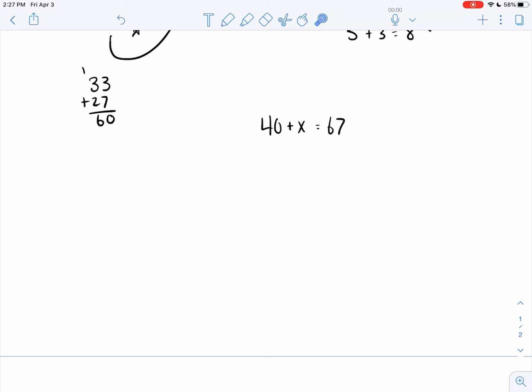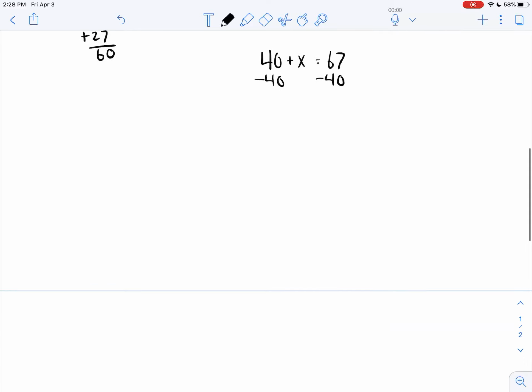Alright, so again, we need to isolate x, get it by itself. And the way that we're going to do that is we're going to pull 40 from this side and this side in order to keep the equation balanced. That's going to give us x on this side, and then 7 minus 0 is still 7, 6 minus 4 is 2. That's going to give us x equals 27.